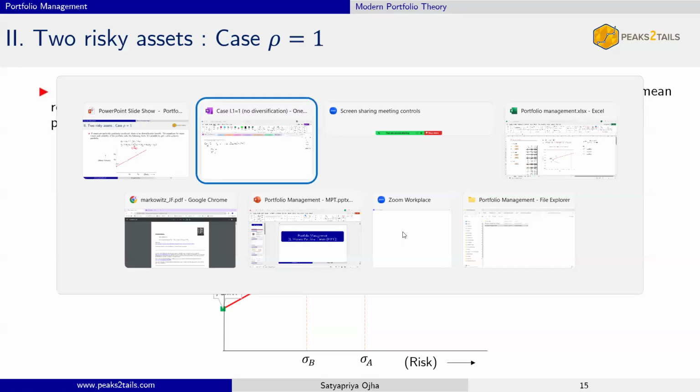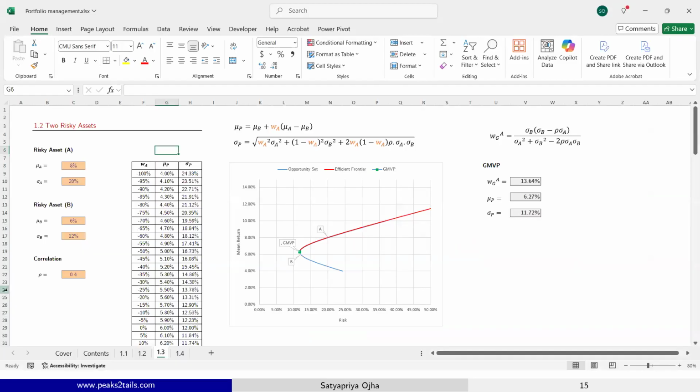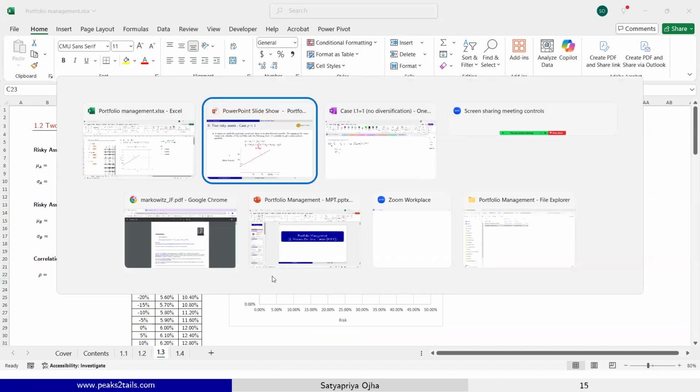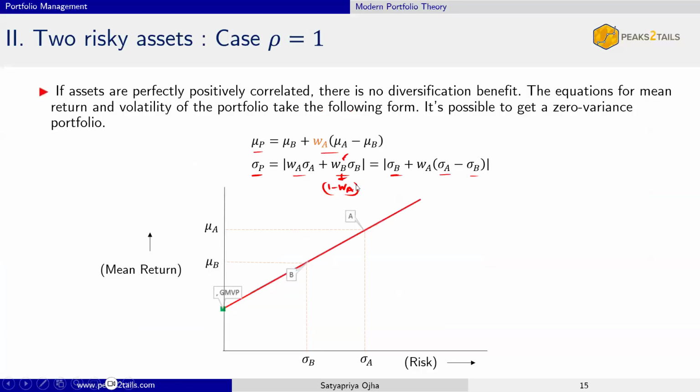So let's just go to the Excel and experiment. So here, if I change rho to plus one, the hyperbola becomes a straight line. So you can move along anywhere on the straight line. You can choose to be between A and B. You can also go further down or go up if there are short positions that are allowed.